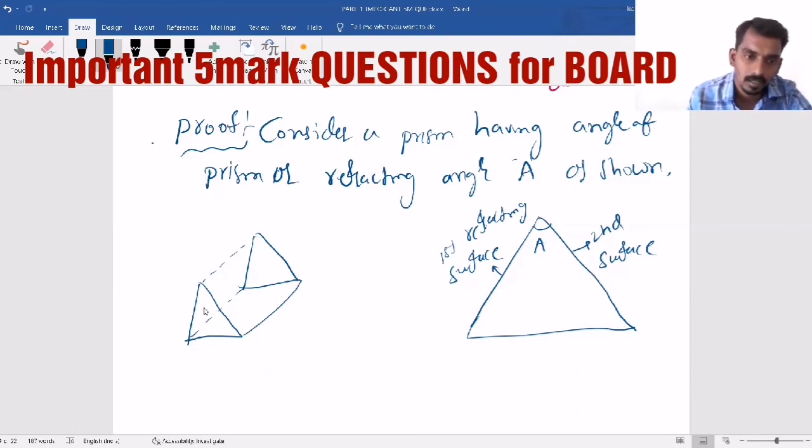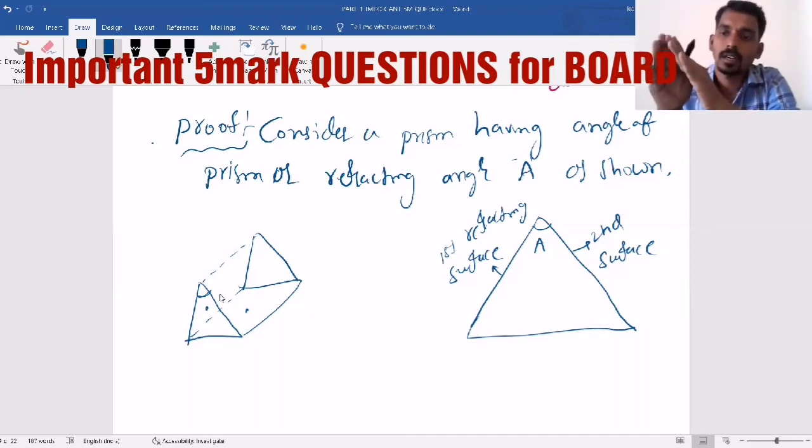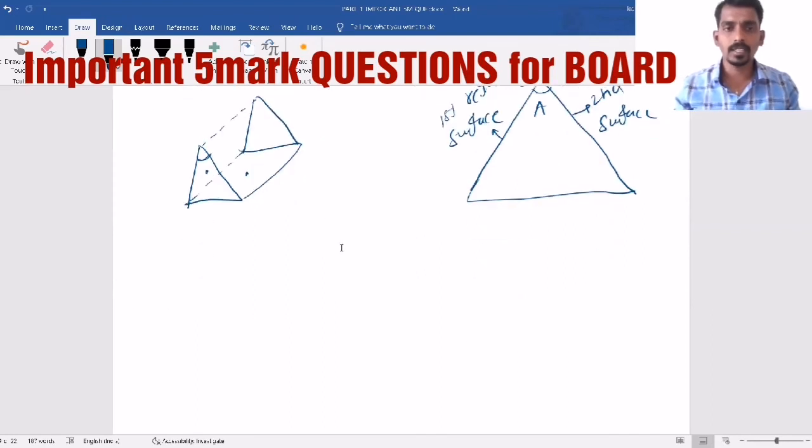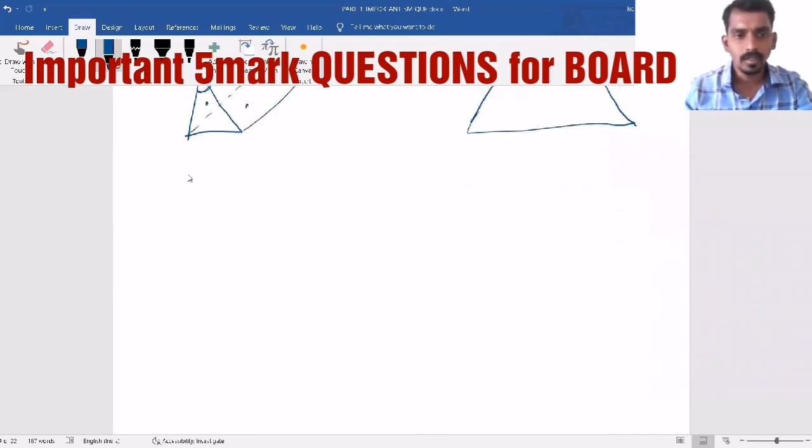Now this is one refracting surface. This is another refracting surface. That I am drawing like a simple triangle, and the angle between those two refracting surfaces is just like this. So one surface and the other surface, and the angle between them is called the angle of prism. So between two refracting surfaces like this. So now here consider such a prism.